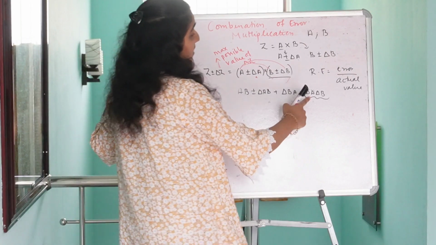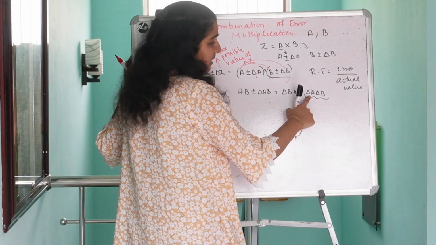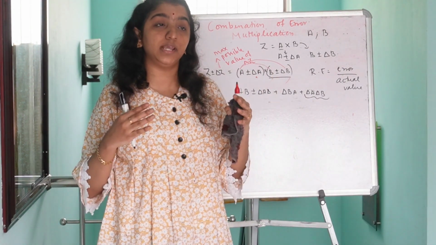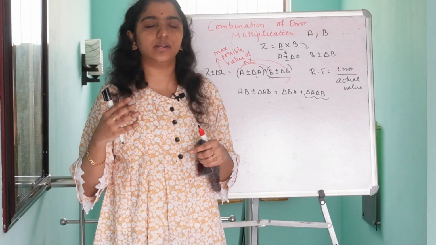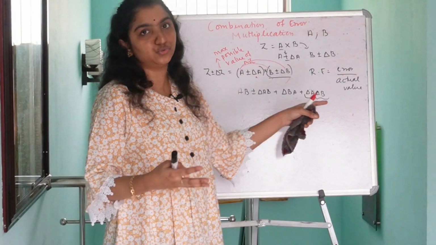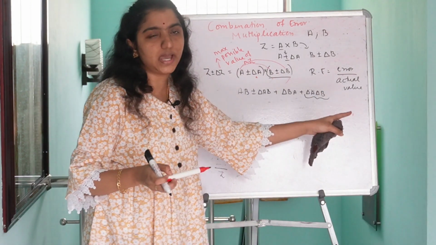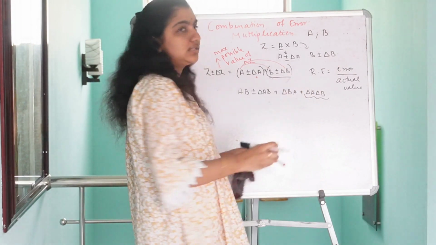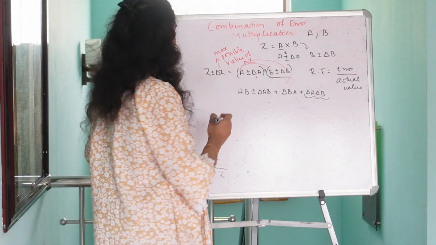Because the value of del a is extremely small, and del b is also extremely small. When we are multiplying two very small values, the product will be even smaller than these two values. So this particular term has very little effect on this value. So I am going to neglect it. I am not going to consider this particular term.